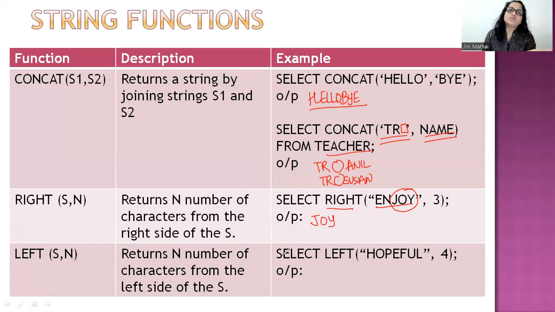Okay, if you've understood right, obviously, I don't need to actually give an explanation for left. I know you must have already started thinking of the output there. So let's look at it. It says left hopeful, 4. Left means give me n characters, that is 4 characters from the left side of the string or from the beginning of the string. So I am going to get the output as hope.